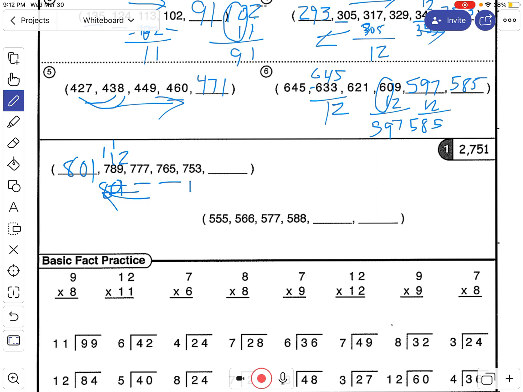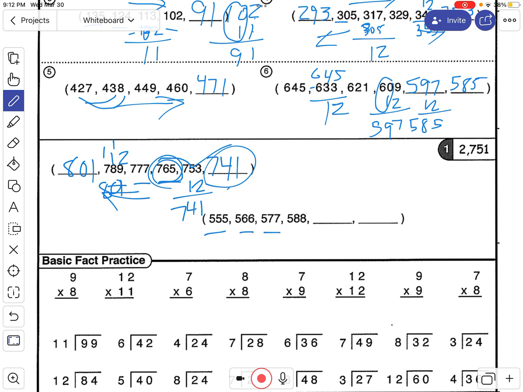And then we got to go down 12 from 753, and that's 741. By the way, if you ever have two numbers that are the same in a series, let's say you got 765 there. Well, there's already 765 in here. How could it go 765, 753, and then back up to 765? You're not going to have two numbers that are the same.